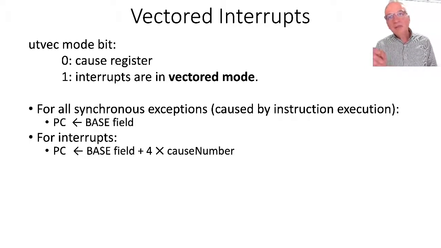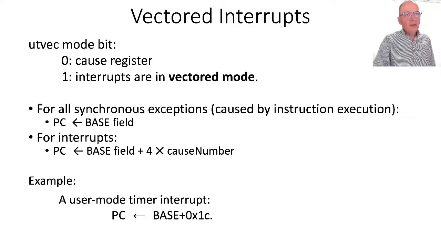So what happens is that I have a different address to go to for each one of the different types of exceptions. So instead of decoding the cause register to find out what the type of exception was, I'm going to be able to write a different piece of code for each type of exception, and I put those pieces of code at the address that is given by this formula here.